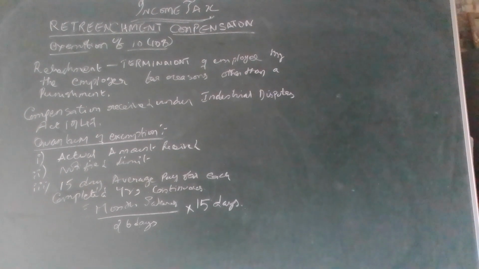First we should keep in mind clearly that it is because of the termination of an employee other than as punishment. Then any amount of compensation received under industrial dispute is eligible under this. The quantum of exemption should be calculated based on the least of 3 things. That is the average monthly salary into 15 days, divided by 26 days, for each year of continuous service that we have to take.